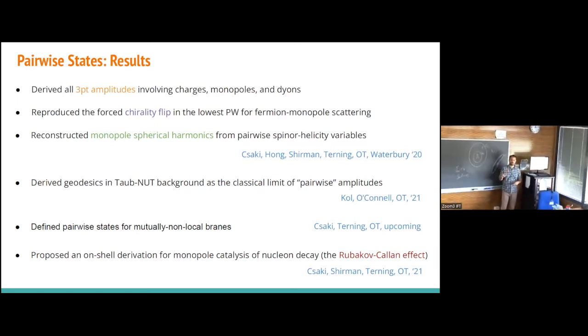It's a non-decoupling process, and it saturates the S-wave unitarity bound. This is a huge process, and it's the dominant bound on the existence of magnetic monopoles in the universe by, say, 10 orders of magnitude. So this is a big thing.